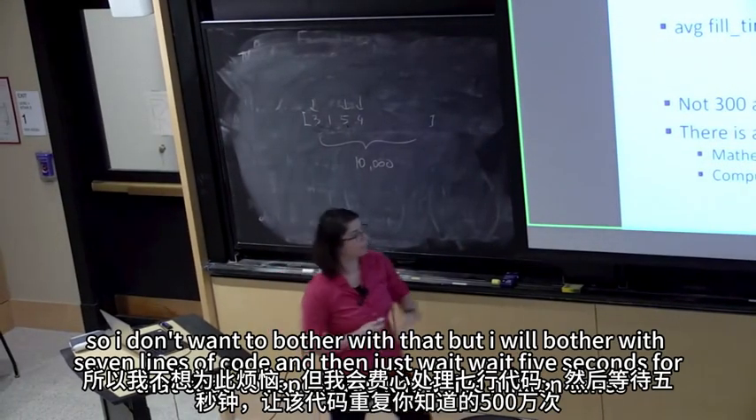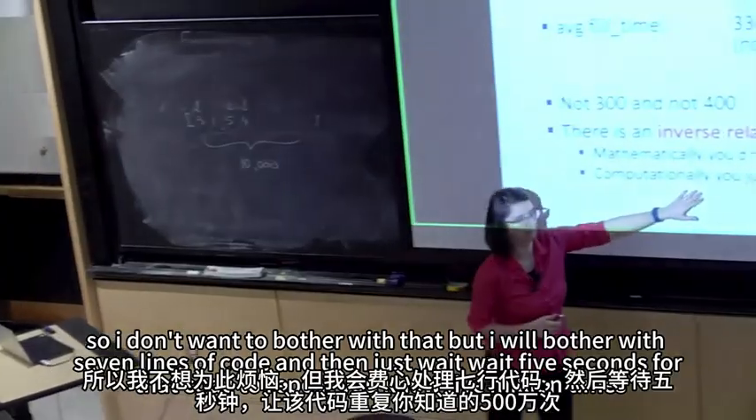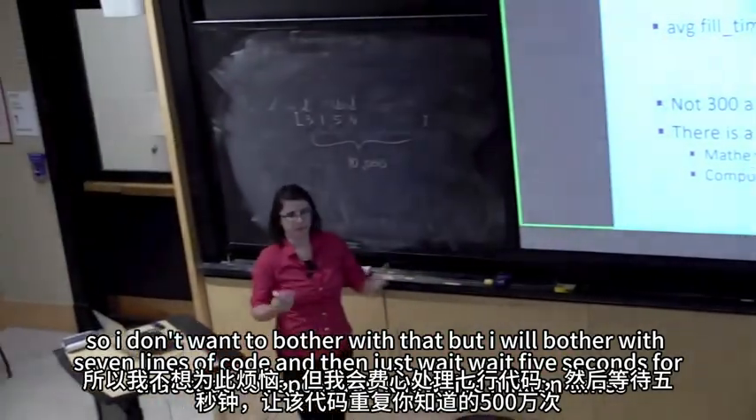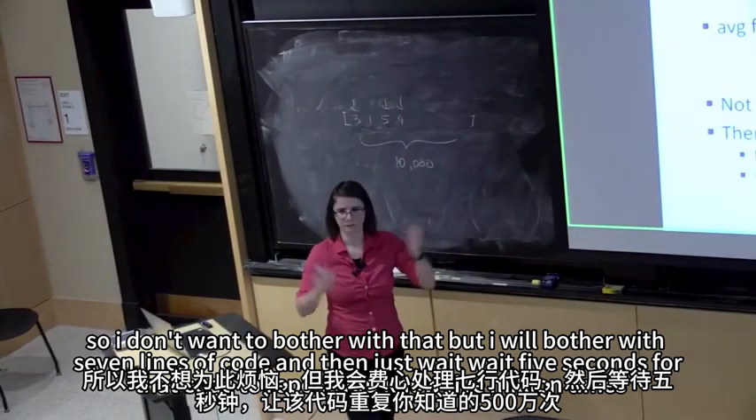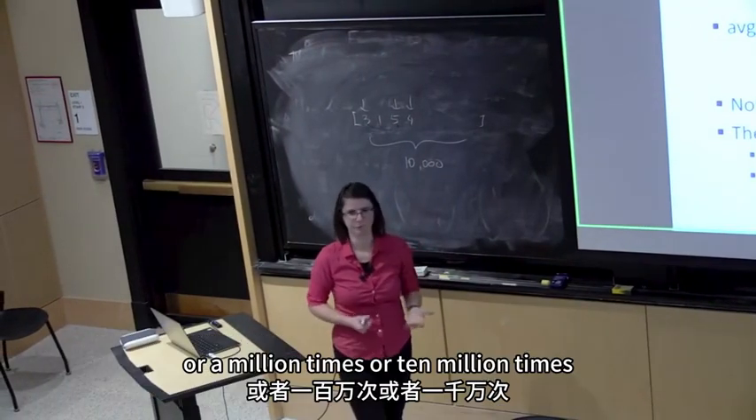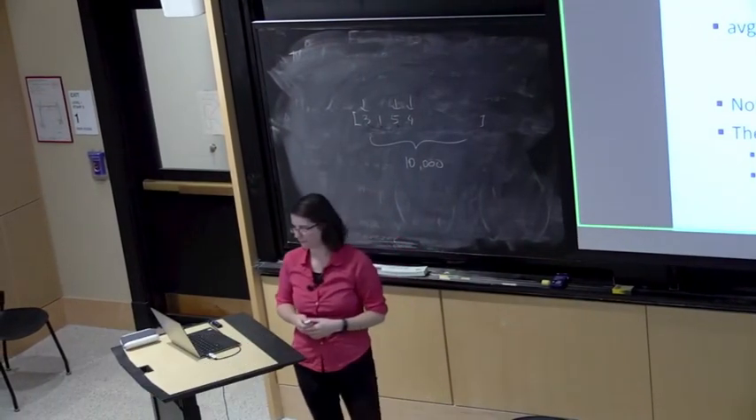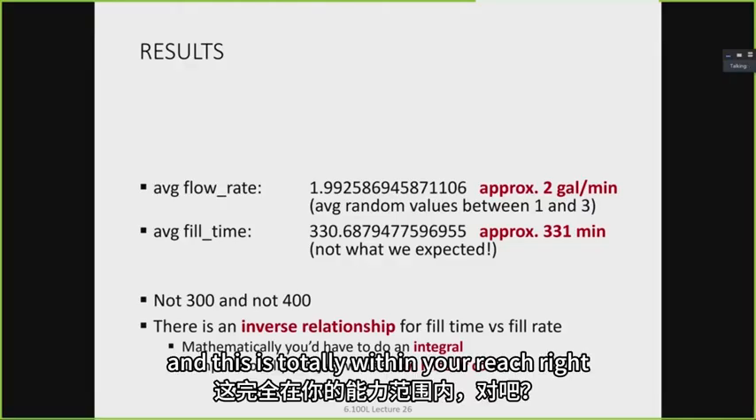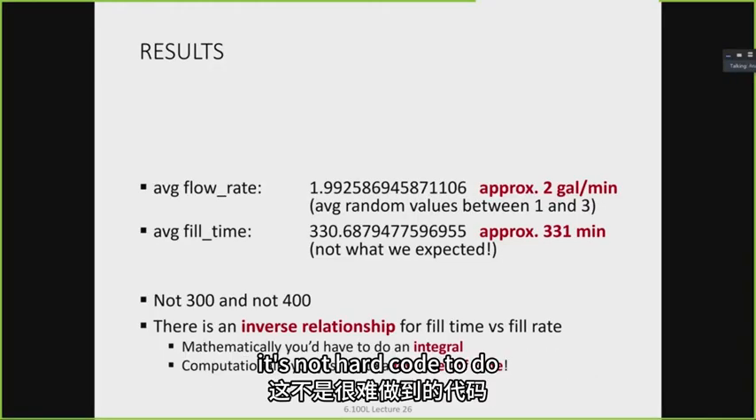So I don't want to bother with that, but I will bother with 7 lines of code, and then just wait 5 seconds for that code to repeat 5 million times, or 1,000,000 times, or 10 million times, right? Is that cool? And this is totally within your reach, right? It's not hard code to do.